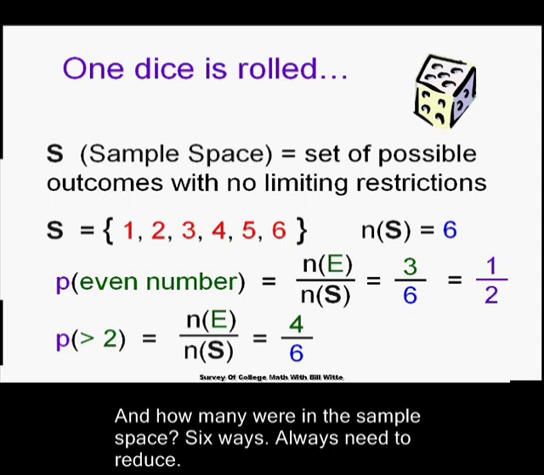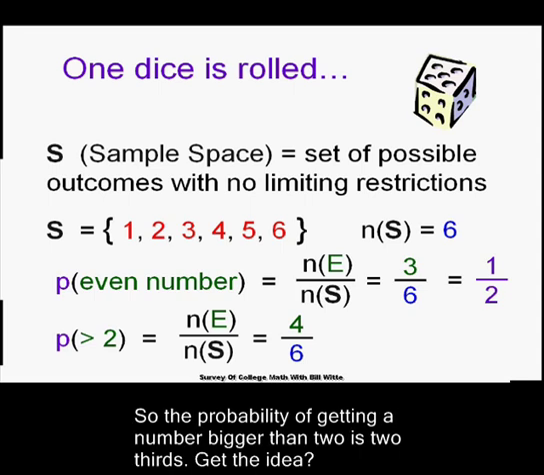Well, which we got to reduce. So the probability of getting a number bigger than 2 is 2/3. Get the idea? Do that again.